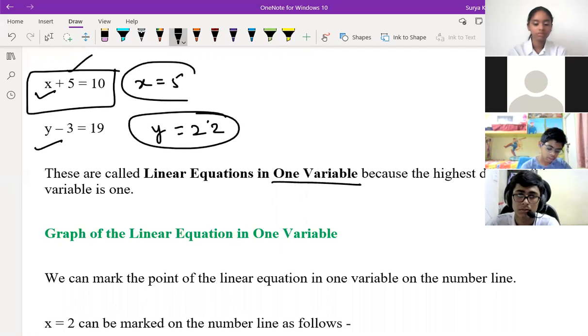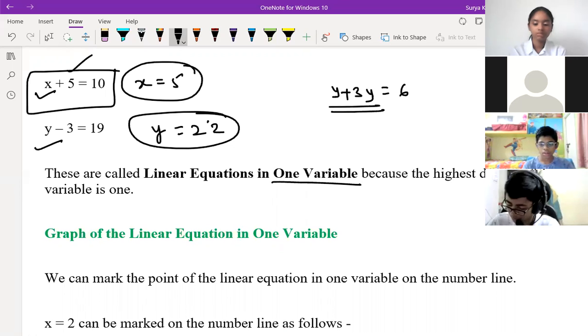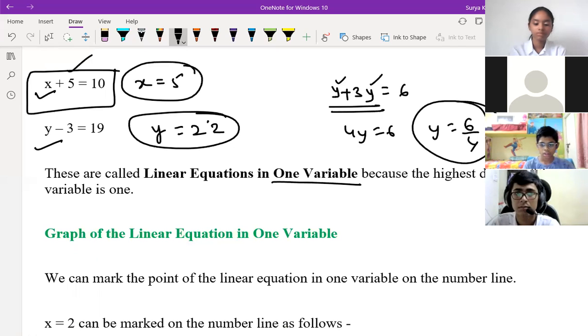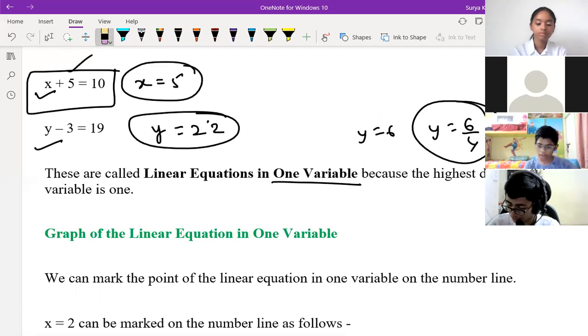Sir, does it depend on how many variables there are? Means if there are two y's, then also it is one variable, sir. Tell me an example, what you're saying, Sai Charan. Like y plus 3y is equal to 6. This is also one variable only because only y is coming. So 4y is equal to 6, y is equal to 6 by 4. Understood? Yes, sir. So this is also one variable only.